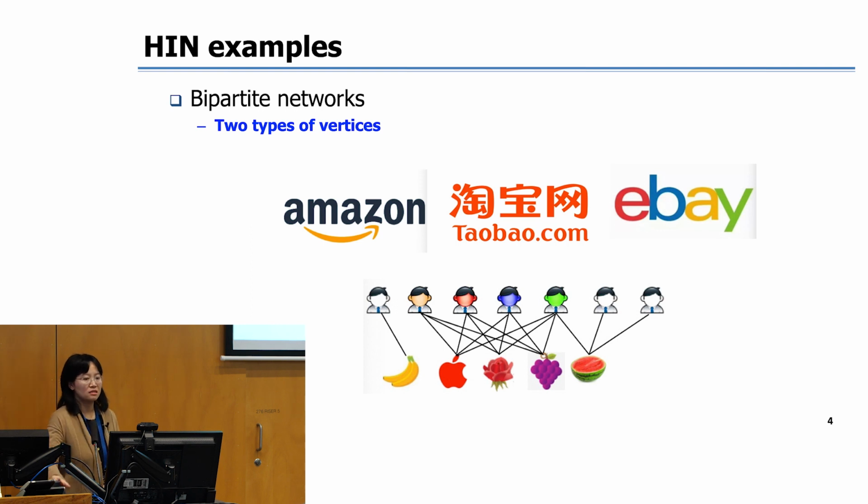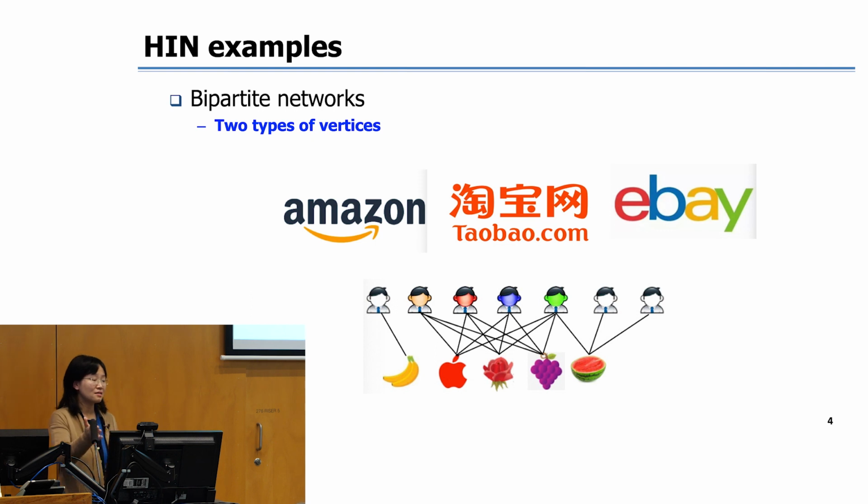And recently we see, in e-commerce applications, very large-scale data modeled as bipartite networks, such as in Amazon, in Taobao, or in eBay. So this is a bipartite network between users and products. In a bipartite network, typically we are not interested in the connections between vertices of the same type.